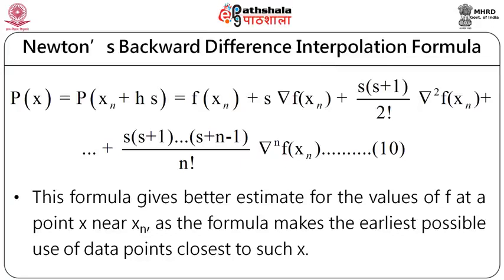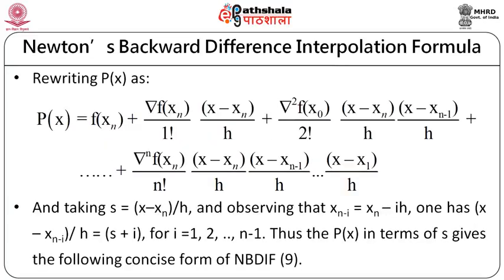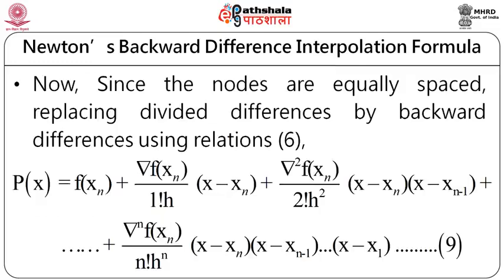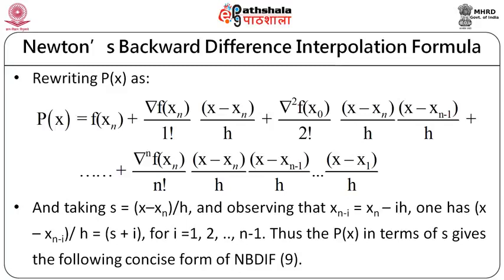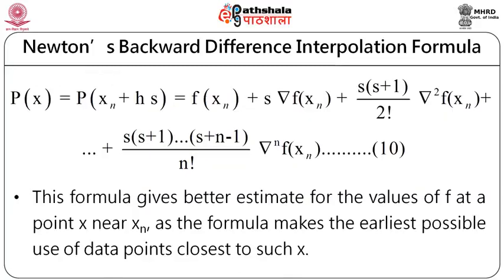So, p x will be equal to p of x n plus h s. The reason is we are considering here x minus x n, so x n on this side. So, x n plus h s will be x. So, that is what I am getting here. So, p of x n plus h s is equal to f of x n plus s del f x n plus s into s plus 1 upon 2 factorial del square f x n, and like that we will be getting. So, this is a simplified version of Newton's backward difference interpolation formula.